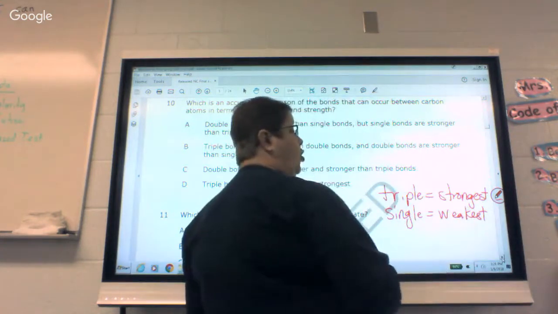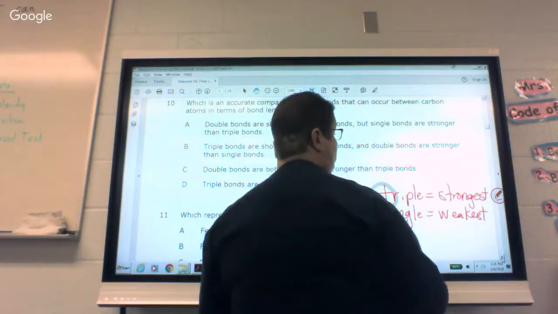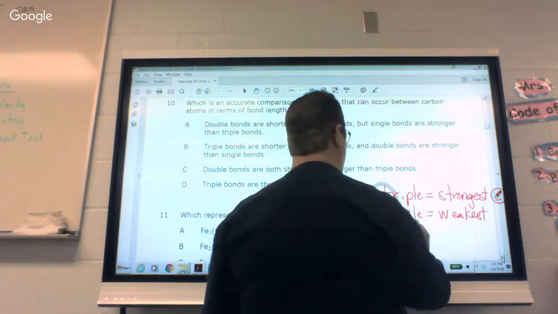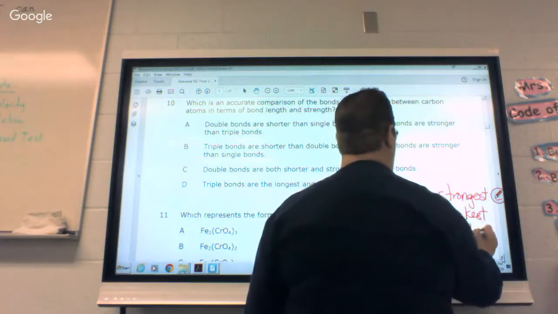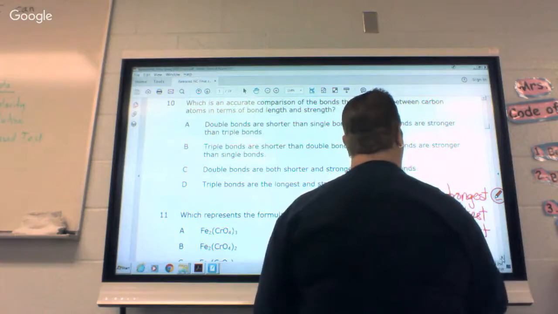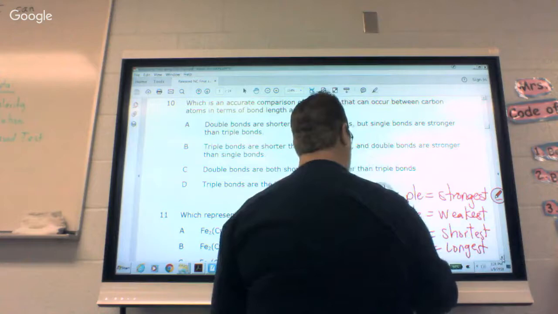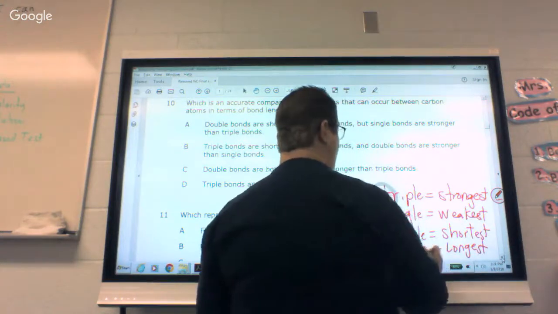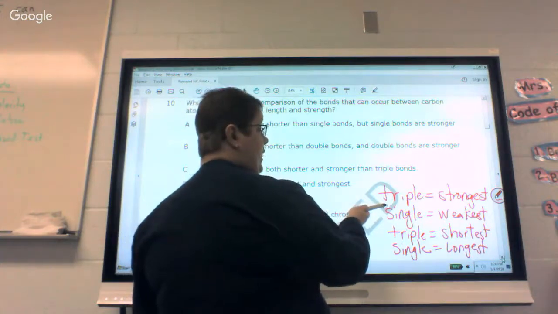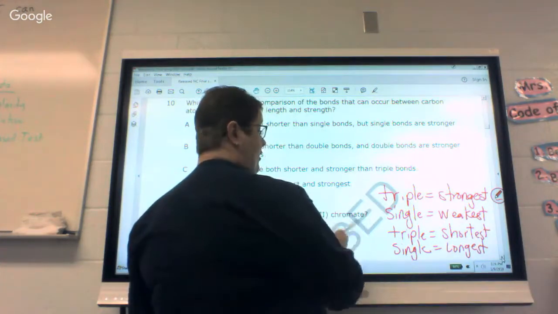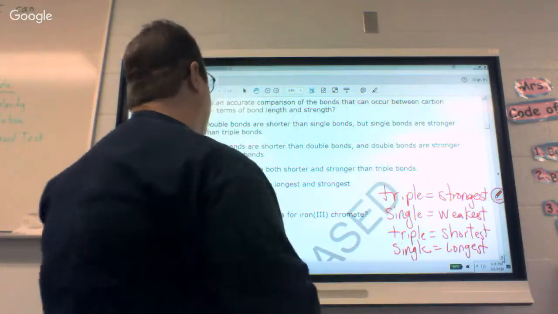All right, who do we say is the shortest? All right, triple is the shortest. And who is the longest? So that puts double in the middle, right? Even though we didn't say double, the double will be in the middle between triple and single for strength, and double will be in the middle between shortest and longest for length.